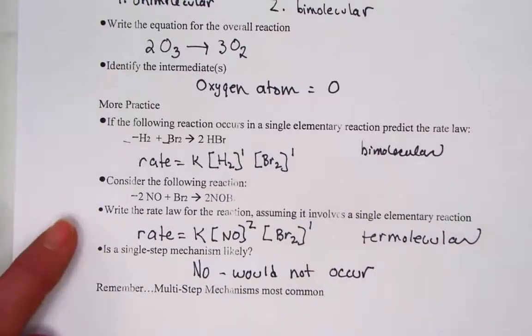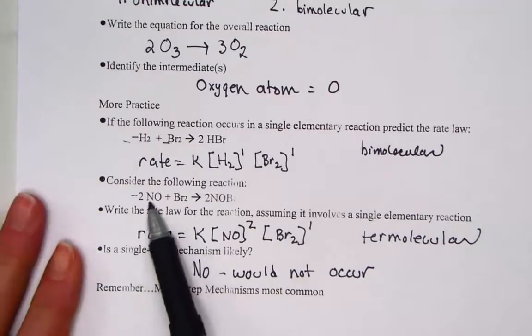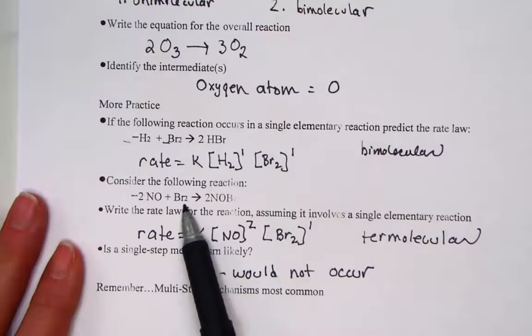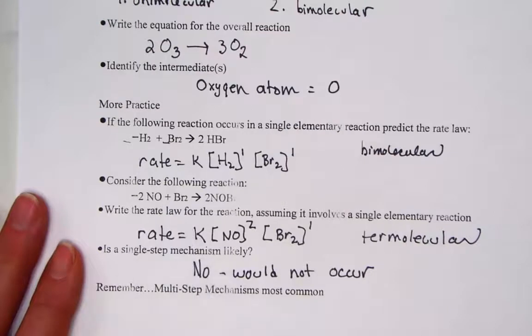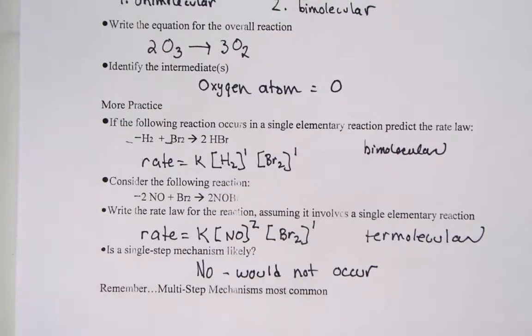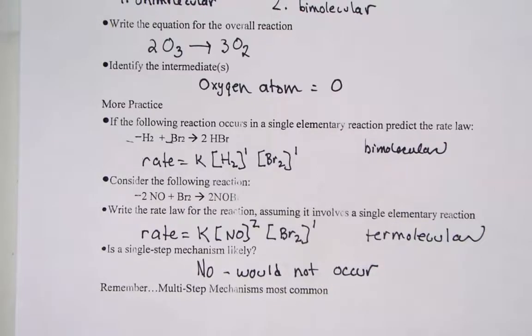I would then decide in a multi-step mechanism what would be an option. Perhaps the 2 molecules of NO collide, followed by a second collision with bromine. Perhaps a bromine will collide with NO, followed by a second collision with that NO. I know for sure it involves more than 1 step. No way would this be a single-step mechanism giving us a termolecular collision.